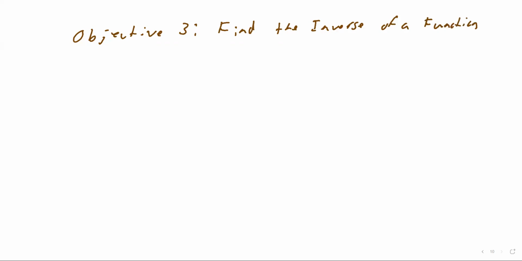Okay. So objective 3, we're going to find the inverse of a function now. Now that you know how to determine if something has an inverse, if something is an inverse of each other, now how do you actually go find the inverse? All right, so here's the first question. Number 10. Let's do this one. Okay, so n of x equals 2x cubed minus 5.